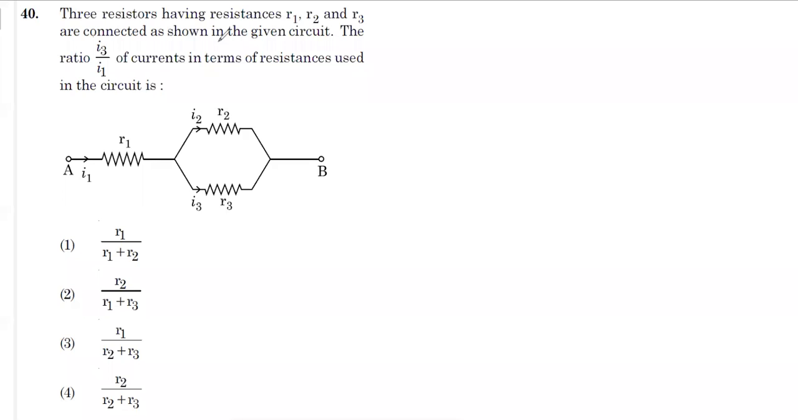So 3 resistors R1, R2, R3 are connected as shown in the given circuit. The ratio of I3 to I1, they are asking I3 and I1 in terms of resistance. Look, we have seen in class: in series, we equate the same current; if parallel, we use the same voltage.